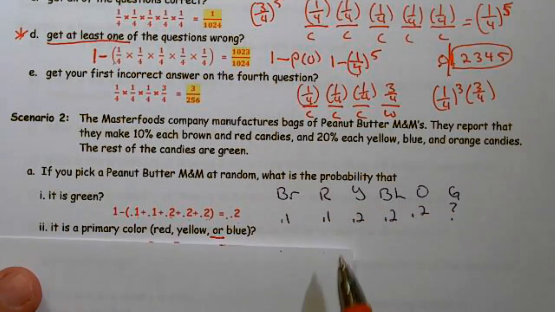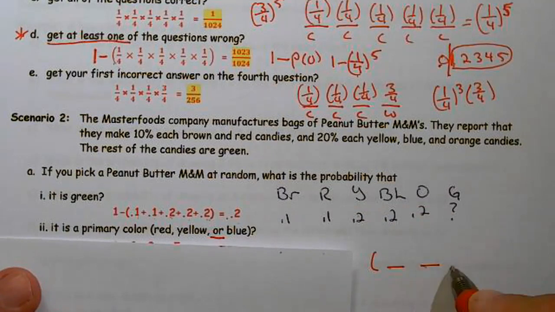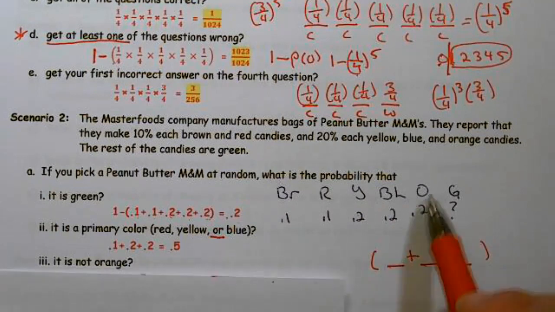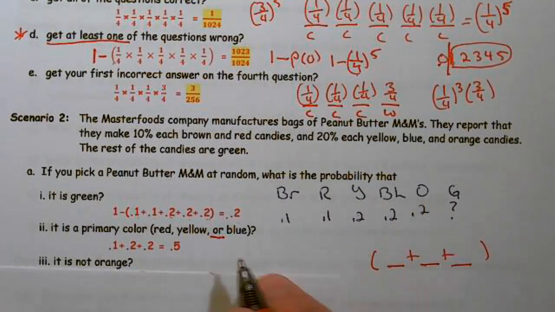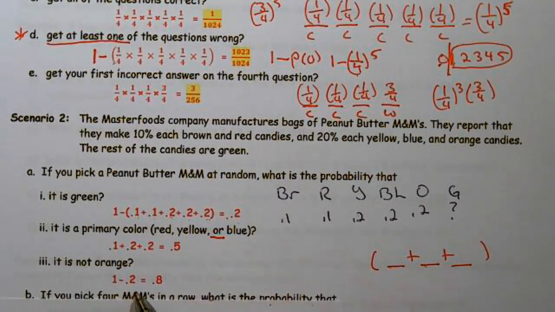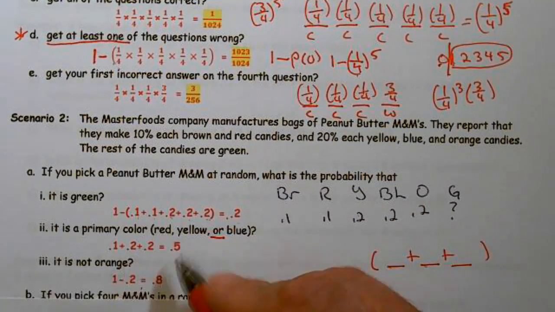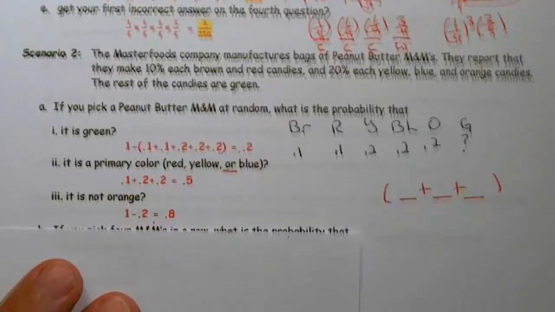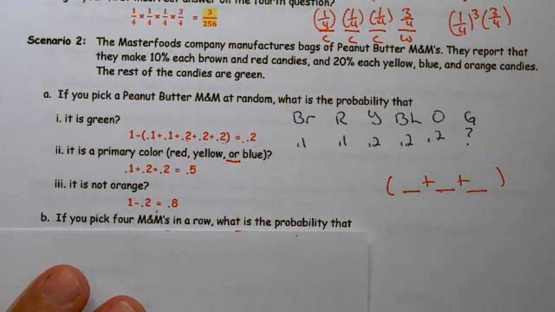Or indicates add. So I'm looking at the probability of red, yellow, or blue, and I'm plugging into the 3 blanks. So there's a 50% chance that it's one of the other. What's the probability it's not orange? Well, the probability of orange is 0.2, so not orange would be 1 minus 0.2. This is also known as a complement, all right? A complement is the not scenario, and we'll talk more about that in the next video.